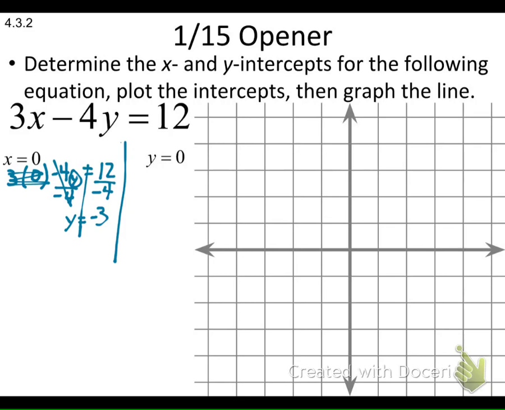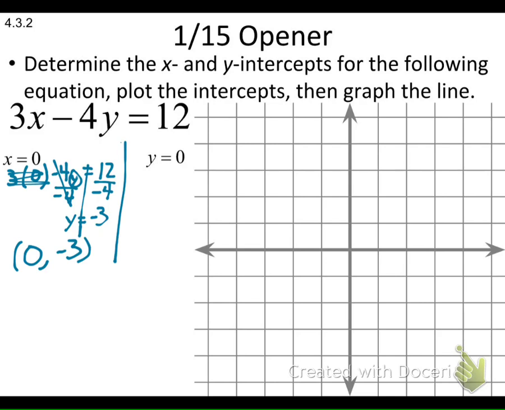Okay, and then that's not our answer though, right? How do we write it? Negative 3, 0. Nope, if y equals negative 3, then x is 0. Oh, yeah, like that. 0 comma negative 3.